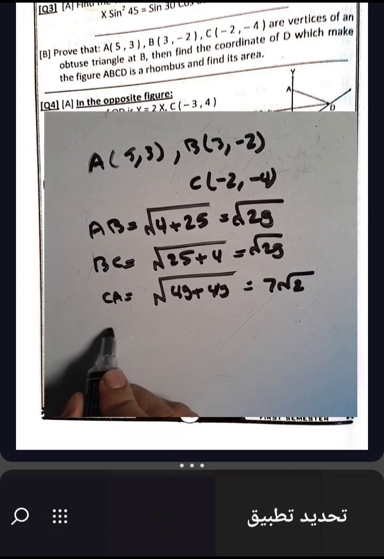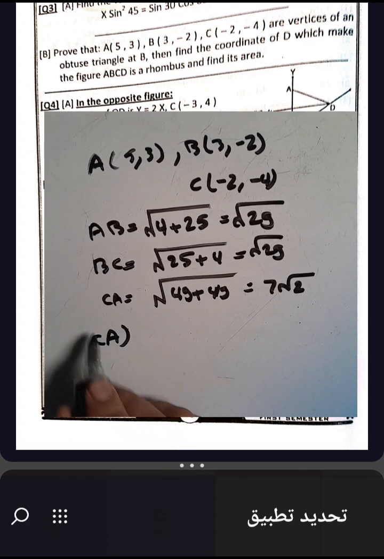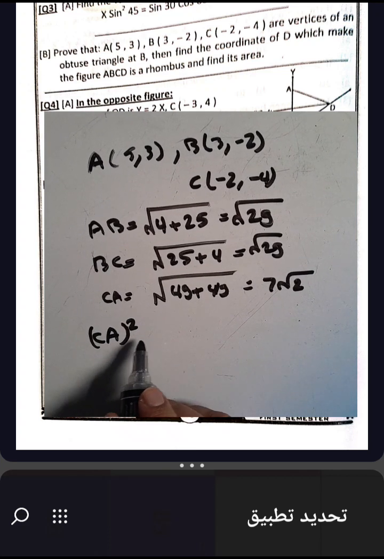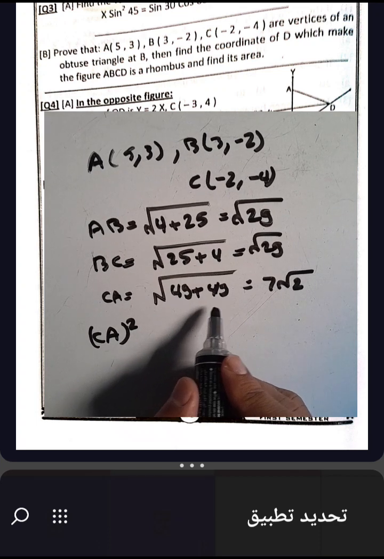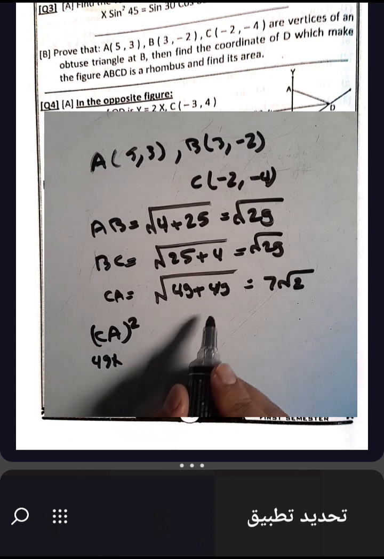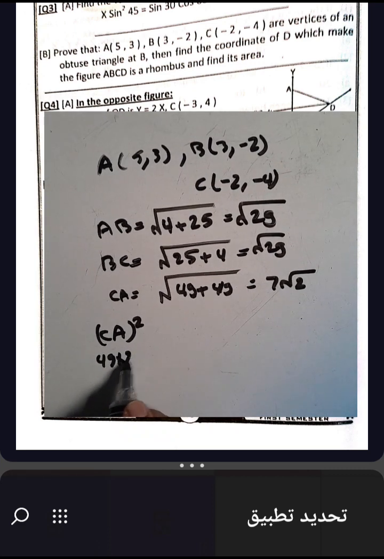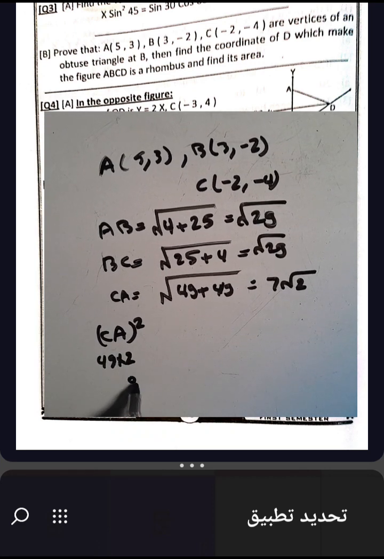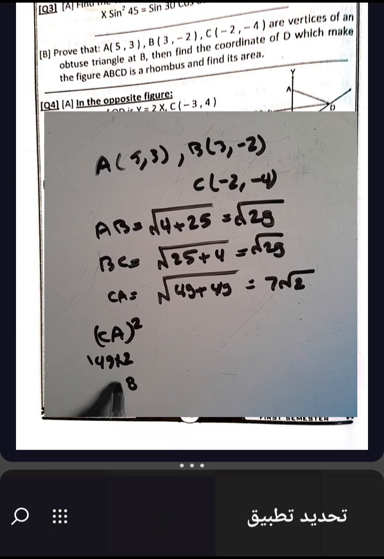We know EC power 2 will be what? 49 plus 49. Okay, 49 times what? Times 2. 2 times 9 equal 18, 8 and carry 1. 2 times 4 equal 8 plus 1 equal 9.